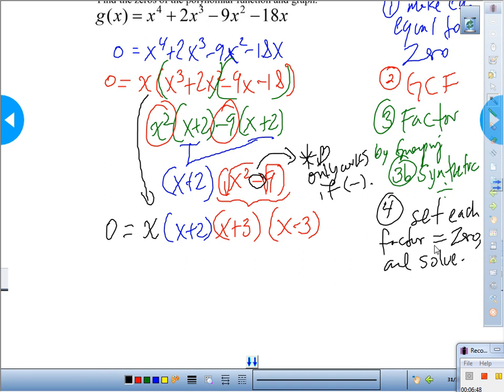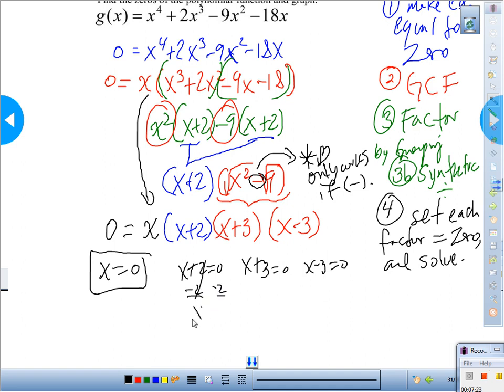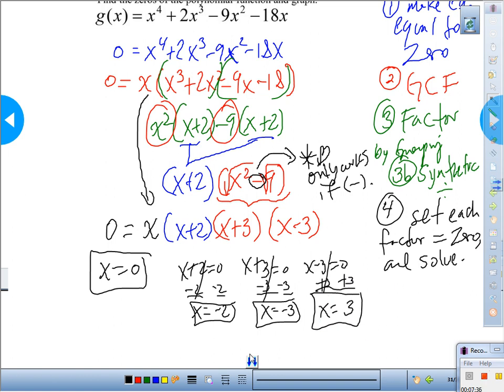Okay, here it goes. So what's step 4? Set each one equal to 0. So we're going to write what? X equal to 0. That one's already solved. X plus 2 equal to 0. X plus 3 equal to 0. And x minus 3 equal to 0. Let's solve. Minus 2, minus 2. X equals negative 2. Minus 3, minus 3. X equals negative 3. Plus 3, plus 3. X equals 3. All right?